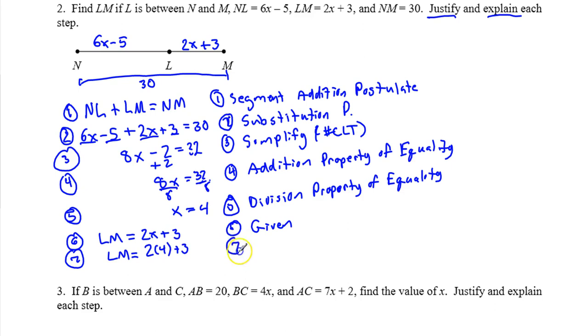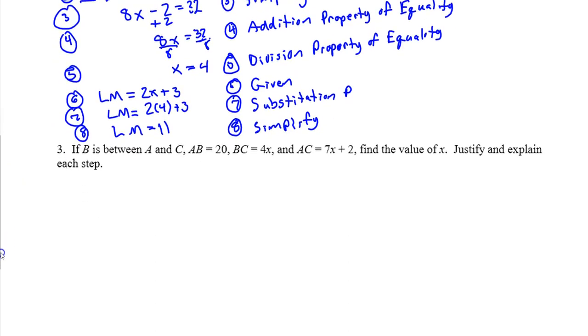What are we doing there again? We're really substituting. Substitution property. And then we're just going to simplify that. LM is going to be 8 plus 3, which is 11. And that was a simplify step. So we've just given a justification for all of those things that we've done there. The key one here that's new for us is that segment addition postulate.